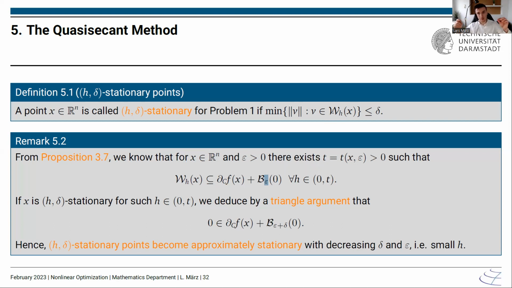Therefore, in the worst case, we have that the Clarke subdifferential has a distance of epsilon to this W set, and this itself has a distance lower than delta to the origin. Therefore, we can make a triangle argument and say, okay, the Clarke subdifferential isn't too far from the origin itself, namely at most epsilon plus delta. So H delta stationary points become approximately stationary with decreasing delta and epsilon, so for small h in that sense.